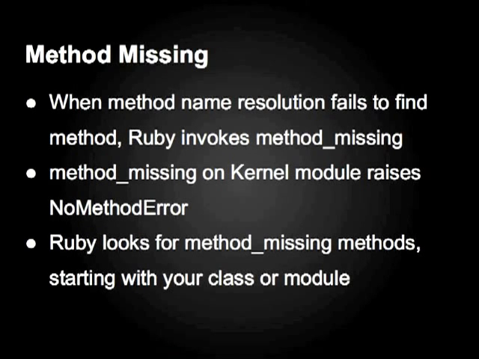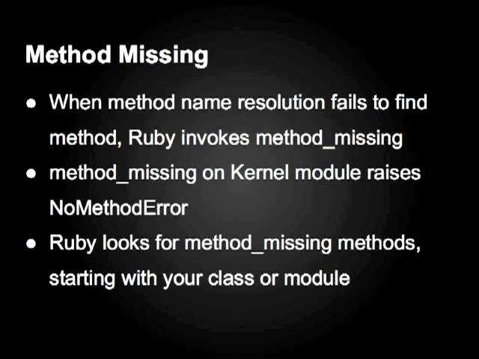So let's talk about method_missing. Joseph said this is generally more frowned upon than just dynamically defining a method in another way, but sometimes you might find this implementation to be the best for you. When a method name resolution fails to find a method, Ruby invokes method_missing. If you remember, there was this class hierarchy: your User class, and above that it inherited from Object. In Ruby 1.9, that inherits from BasicObject.